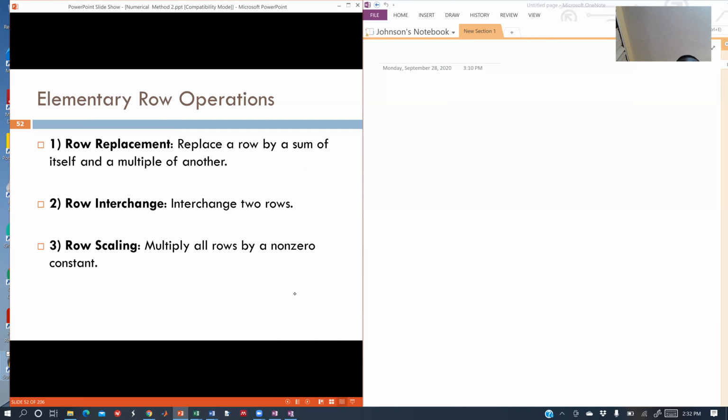So having these definitions right, we can now move to what is called the elementary row operations for Gaussian elimination. There are 3 main row operations for solving system of linear equations. The row replacement, which replaces a row by a sum of itself and a multiple of the other or another. Row interchange, where we can interchange 2 rows, and row scaling, where we multiply a row by a non-zero constant.